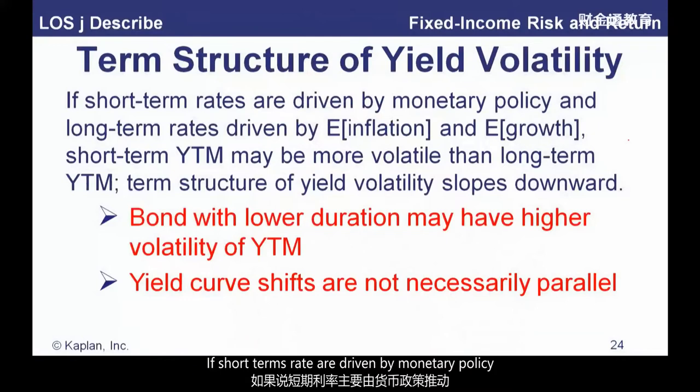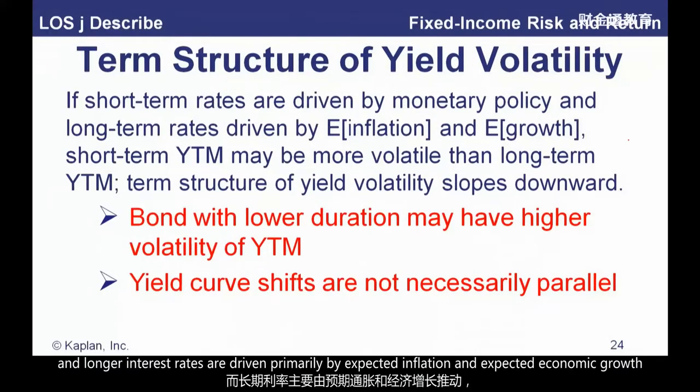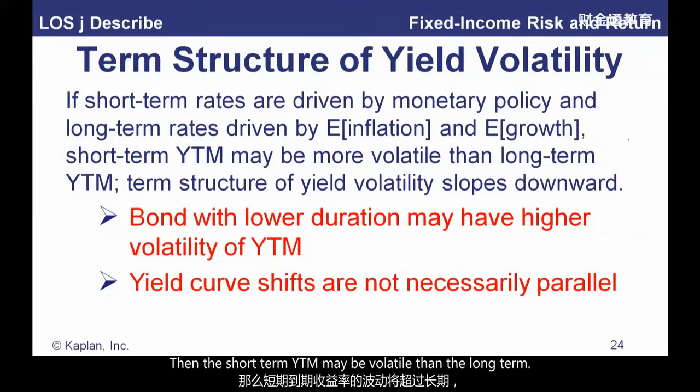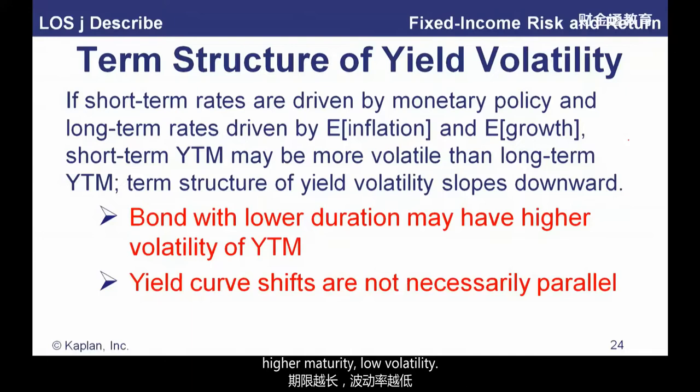If short-term rates are driven by monetary policy and longer-term interest rates primarily driven by expected inflation and expected economic growth, then the short-term yield to maturity may be more volatile than long-term, right? So we've got more volatility in the short-term rates than in the long-term rates. And in that case, this term structure of yield volatility slopes downward, higher maturity, low volatility.